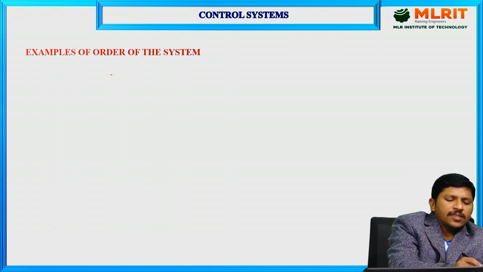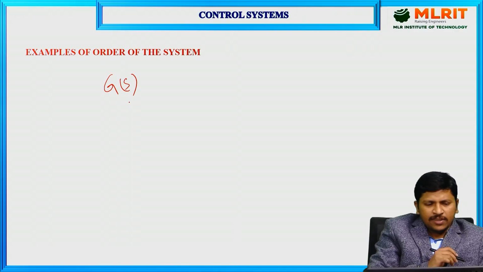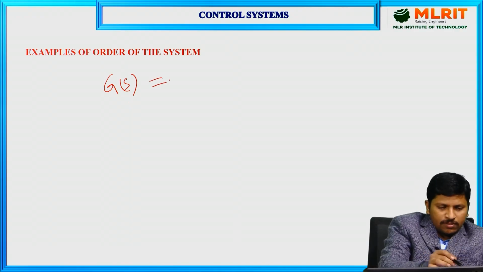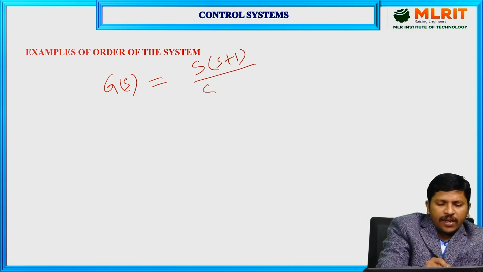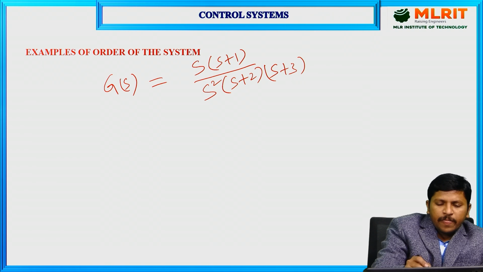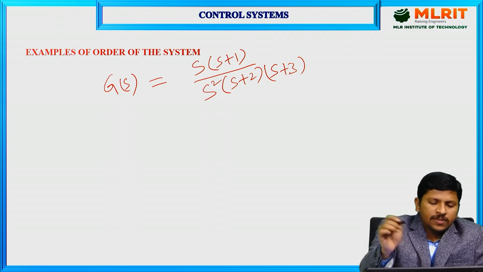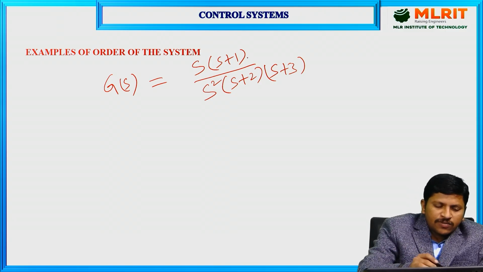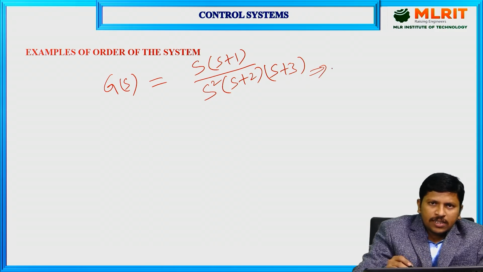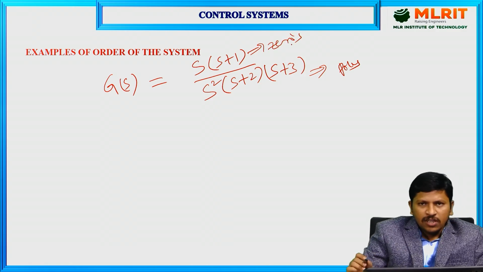Now I am going to consider an open loop transfer function G(s) equals s into (s plus 1) divided by s square into (s plus 2) into (s plus 3). Just observe the denominator part. The denominator part indicates the poles and the numerator part indicates the zeros of the transfer function.